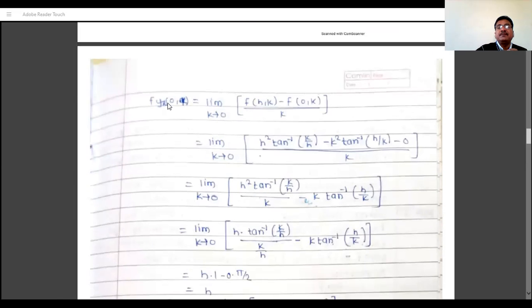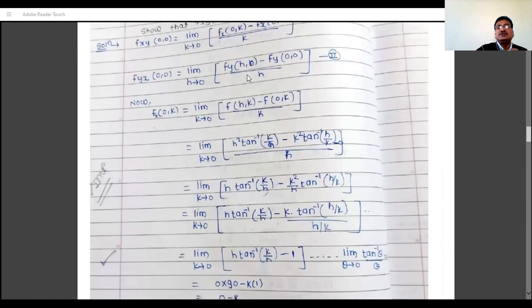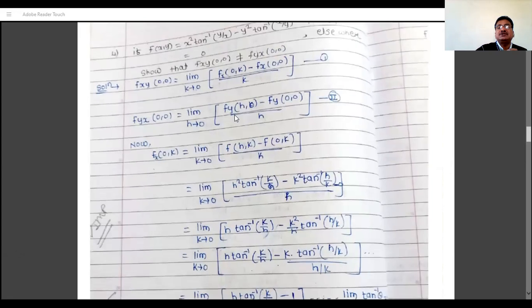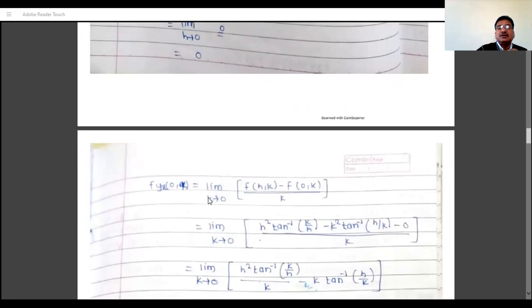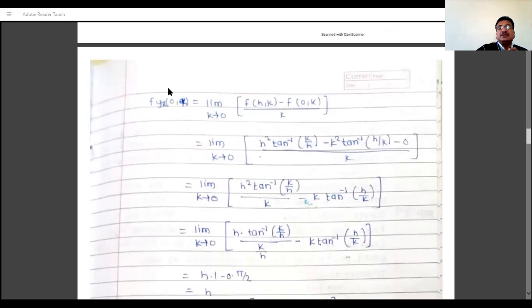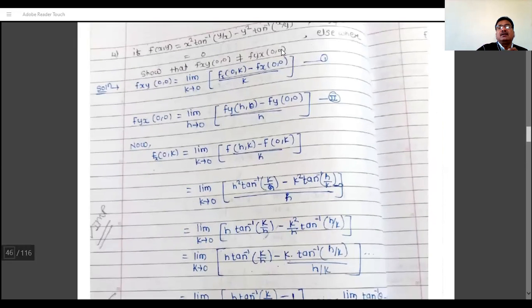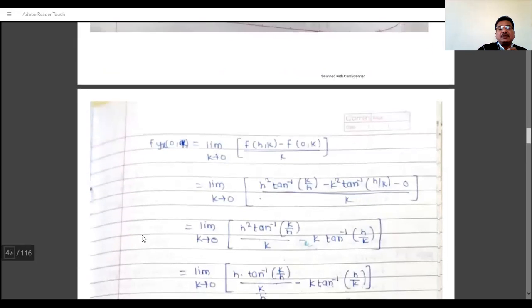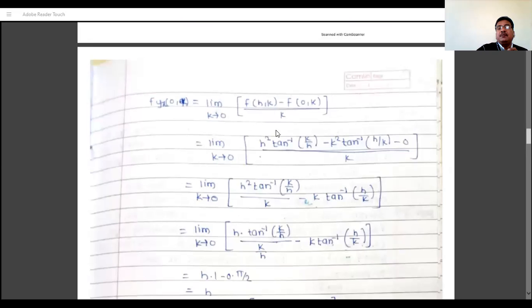Then these values fy h 0. fy h 0 is what? Limit k tends to 0, f of a is h and b is 0, but 0 plus k is k, minus f of 0 k divided by k. So this is the value of fy h 0. And then we have f of h k is this minus 0 divided by k. Then divide separately by k. We have k square by k is k.